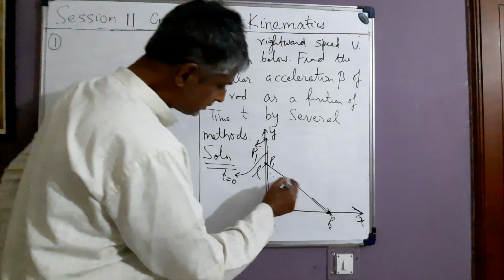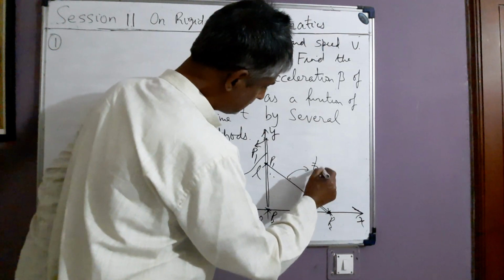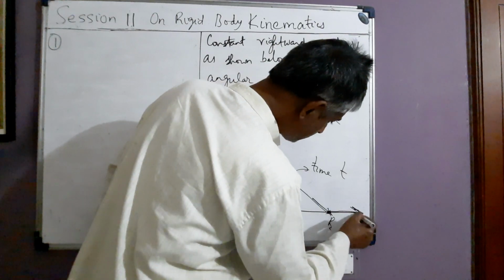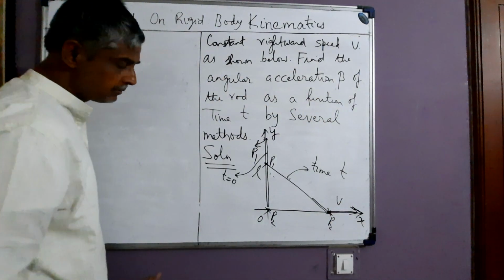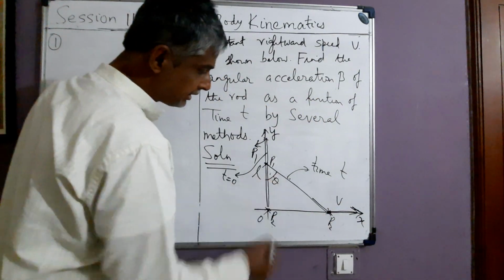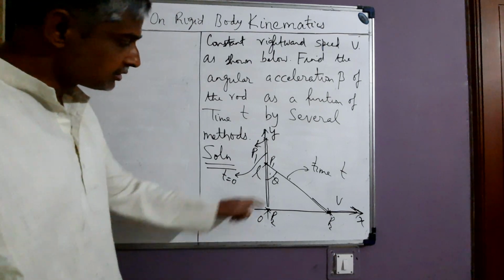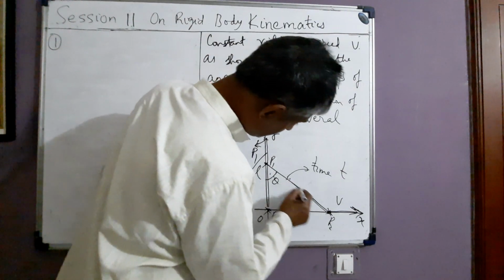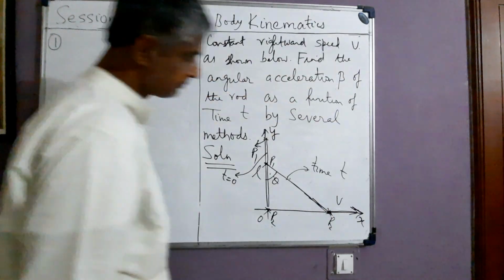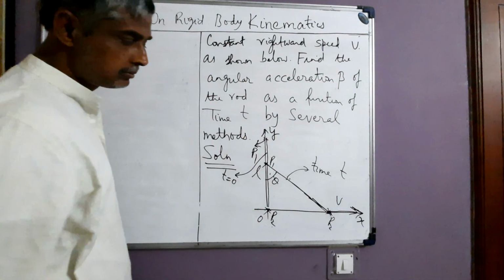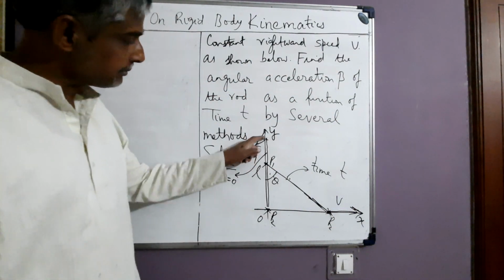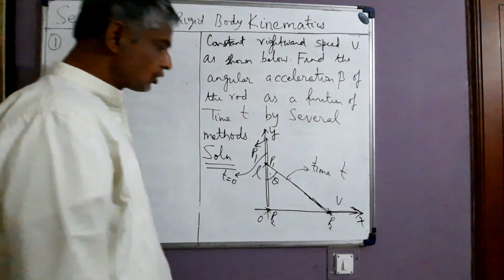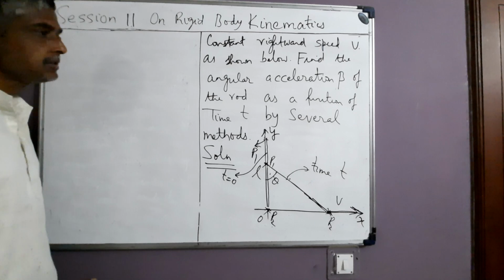So this is the rod at time t. P2 is moving at a constant speed v in the rightward direction, and the rod has turned through an angle theta. This is the situation of the rod at time t, and this is the rod at time 0. At time t, P1 has come here and P2 has gone here. Now we'll solve this question by several different methods.